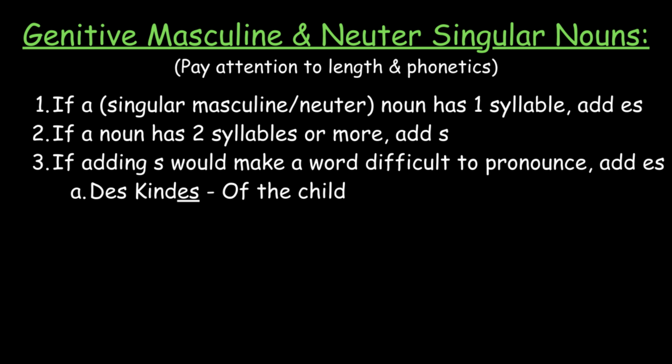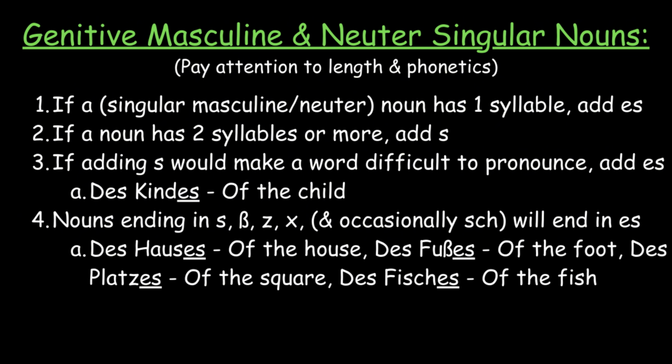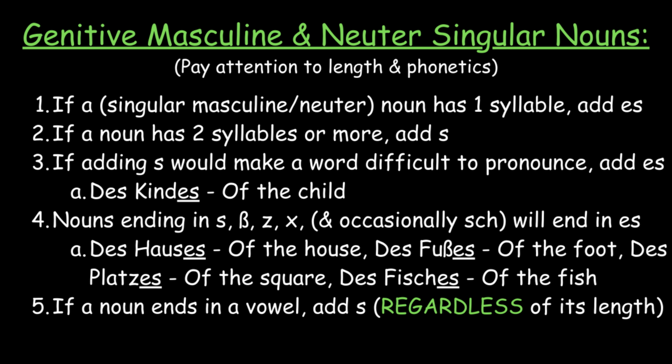Additionally, German has noun endings with particular sounds that will almost always end in s because of their phonetic sounds. For instance, nouns ending in s, as zt, zet, x, and occasionally sh, will end in s to make their pronunciation simpler. Des Hauses, of the house. Des Fußes, of the foot. Des Platzes, of the square. Des Fisches, of the fish. If a noun ends in a vowel, we add s regardless of how long it is, like des Autos, of the car.